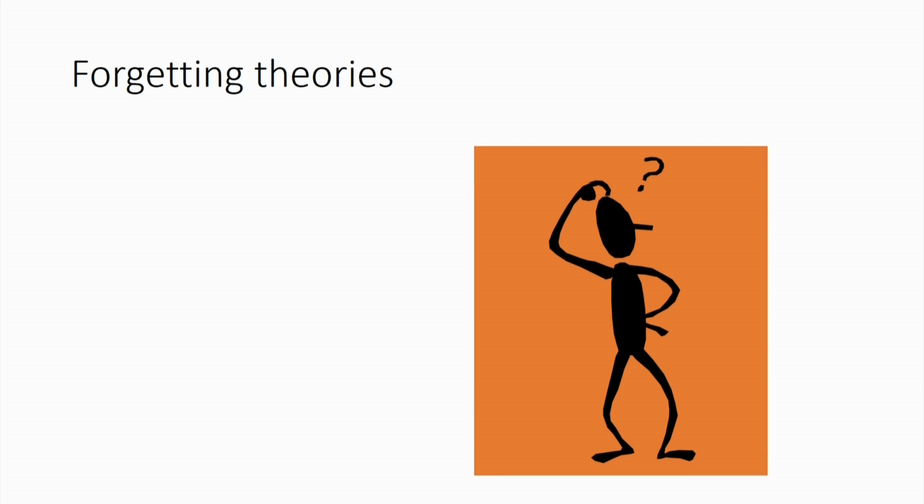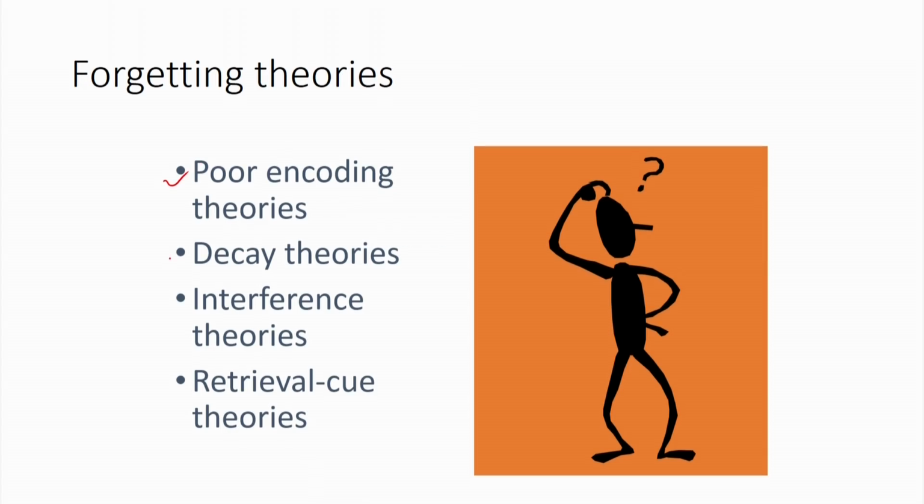So why do people forget? There are several forgetting theories which have been proposed for long term memory. Some of these are the poor encoding theory, the decay theory, the interference theory, and the retrieval cue theory. The decay and interference theories also apply to the short term store, but for the long term store you have two additional theories.